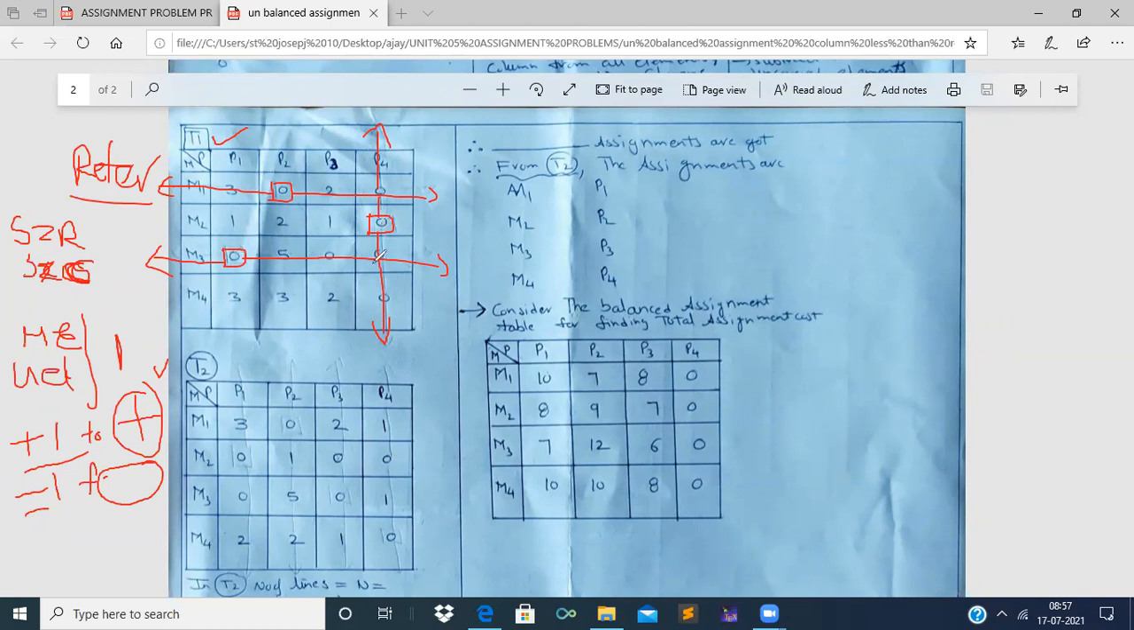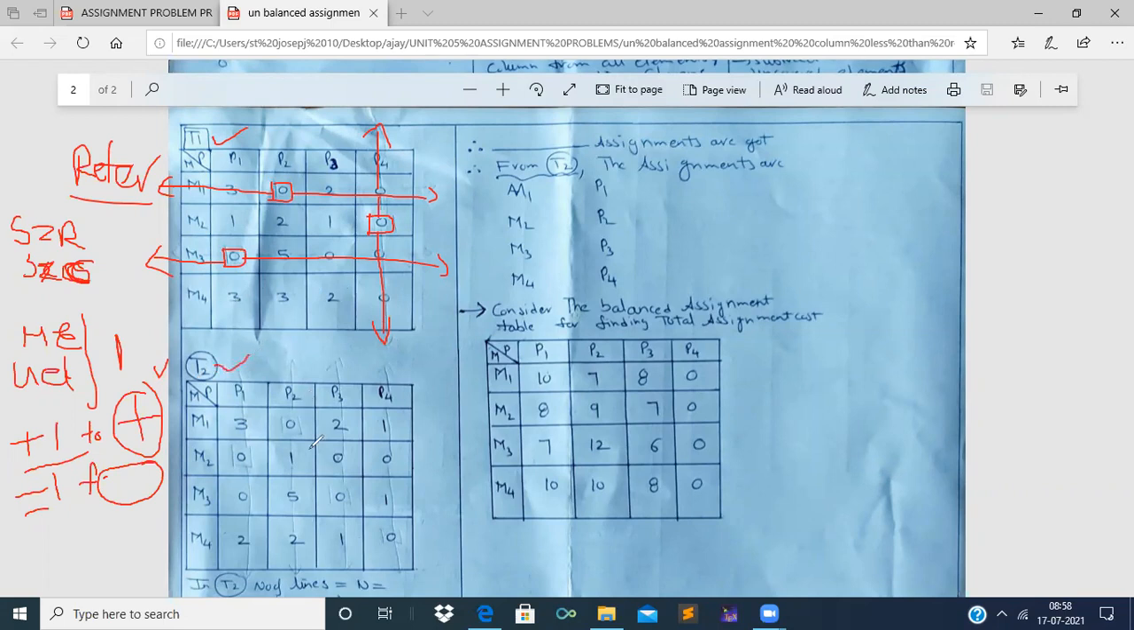And the third row should be written as it is. 0, 5, 0 should be written as it is. And this 0 is at the intersection part of two lines, therefore we have to add 1. And in the fourth row, the uncovered elements are 3, 3, 2. Therefore, we subtract 1 from 3, 3, 2 and we get 2, 2, 1. And this 0 should be written as it is, because this 0 is underlined. So we have framed a new table T2 with new assignment costs.